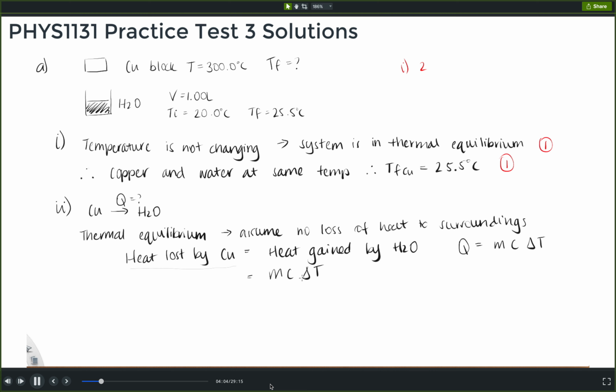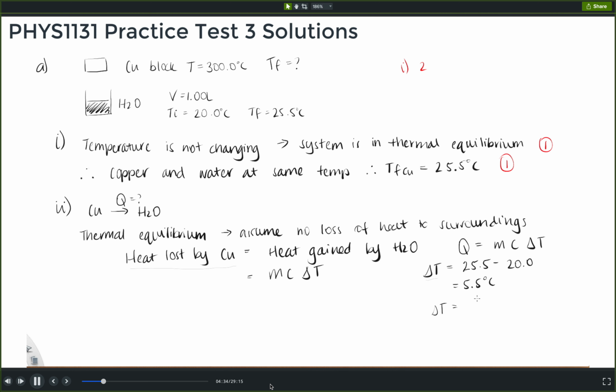Now we know some things about the H2O. We know what the initial temperature is and what the final temperature is. Therefore, we know what the change in temperature is. It's going to be 25.5 minus 20.0, which is 5.5 degrees Celsius. Does it matter if this is in degrees Celsius or Kelvin? No, it doesn't, because it's a difference in temperature.